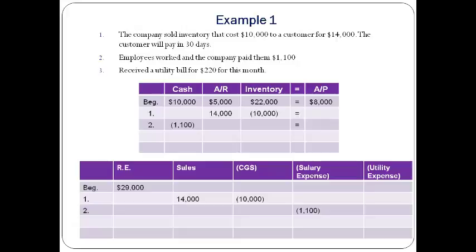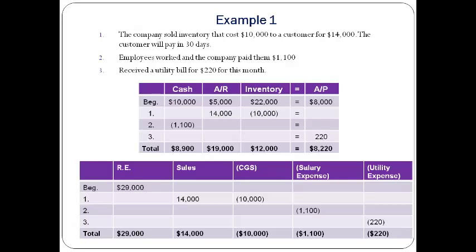Now let's do the same with the third transaction. Received a utility bill for $220 for this current month. Were goods or services provided to customers? No. Was a service provided to the company? Yes. Utilities were provided, so use utility expense. Cash was paid. Was an asset other than cash used up? No. Was a liability repaid? No. Was an asset purchased? No. Using the questions will help you identify what accounts change with each transaction.